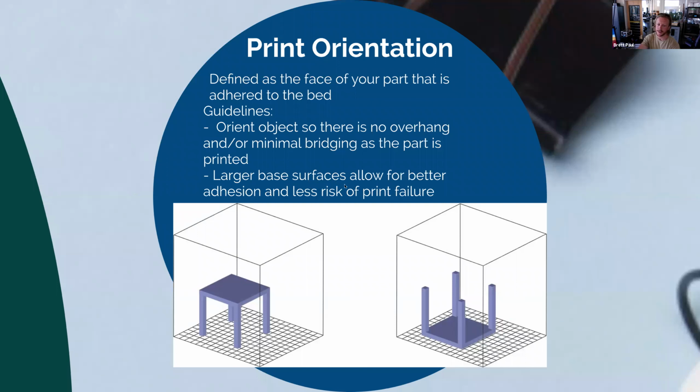Larger base surfaces allow for better adhesion and less risk of print failure. That's another reason to print this table upside down. If you're trying to support the whole thing off of these 4 small areas or points, this whole print could shift on the bed as the nozzle comes across. So you're going to be a lot safer to flip this guy over and print it upside down.